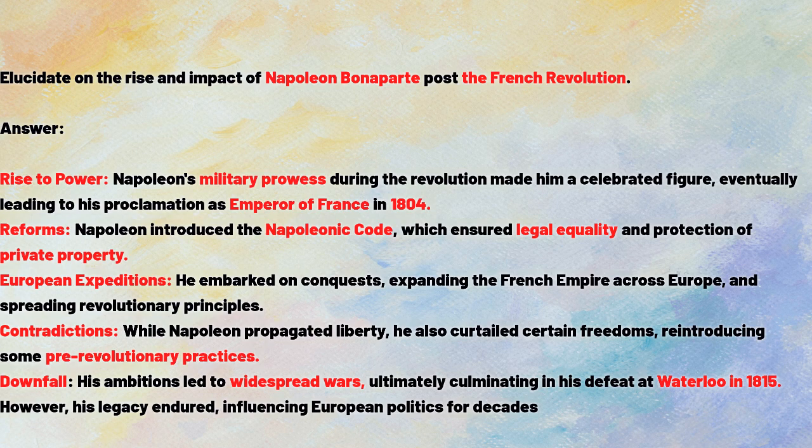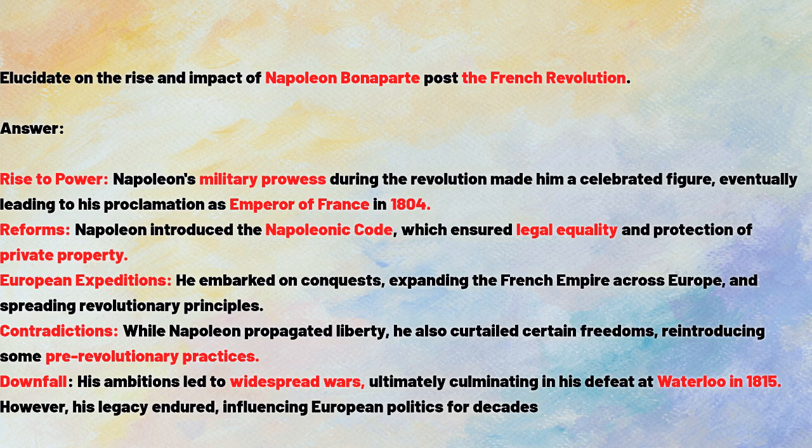Answer: rise to power. Napoleon's military prowess during the revolution made him a celebrated figure, eventually leading to his proclamation as Emperor of France in 1804. Reforms: Napoleon introduced the Napoleonic Code, which ensured legal equality and protection of private property. European expeditions: he embarked on conquests, expanding the French Empire across Europe, and spreading revolutionary principles.